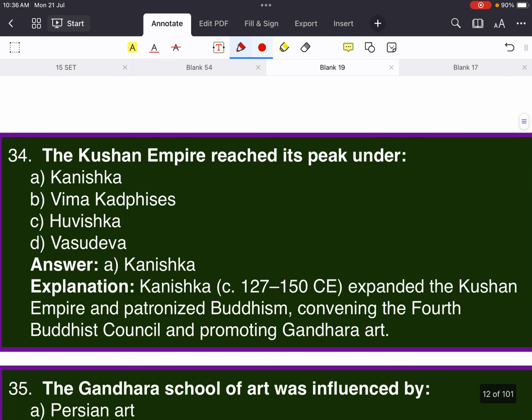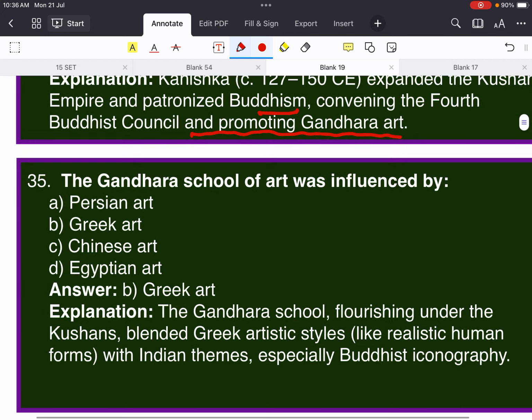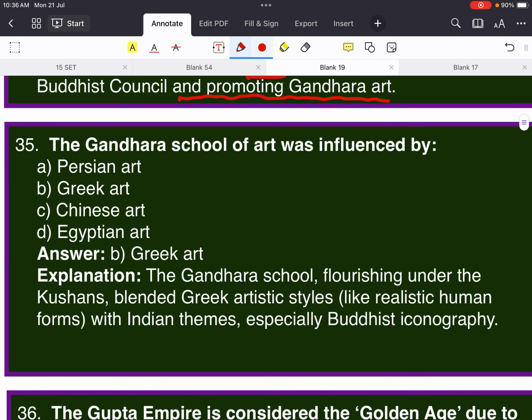The Kushan Empire reached its peak under Kanishka. Option A. Kanishka expanded the Kushan Empire and patronized Buddhism, convening the 4th Buddhist Council and promoting Gandhara art. Question number 35. The Gandhara school of art was influenced by Greek art. Option B is the correct answer. The Gandhara school of art, flourishing under the Kushanas, blended Greek artistic style like realistic human forms with Indian themes, especially Buddhist iconography.